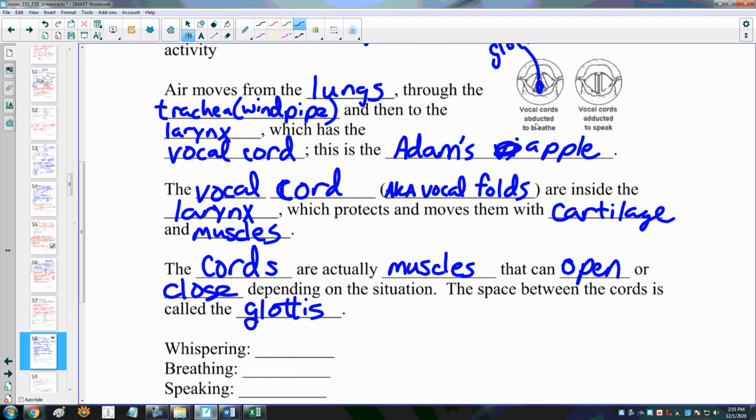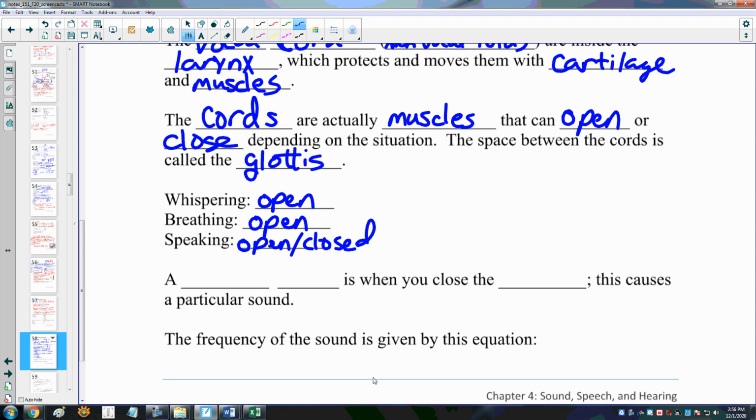And you can make different sounds depending on whether your glottis, or your cords, are open or closed. So if you're whispering, those cords are going to be open. If you're breathing, of course, they need to be open. And of course, whispering sounds a lot like breathing. Can you hear me whispering now? It sounds a lot like breathing. Speaking is a combination of being open or closed, depending upon the type of sound that you're making.